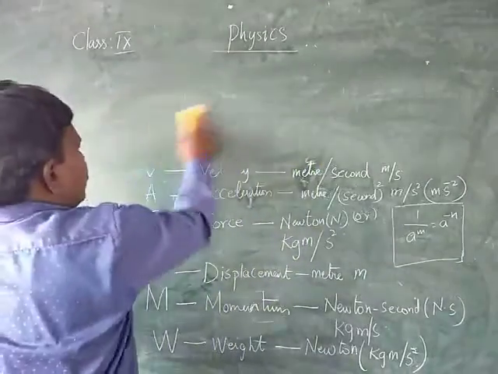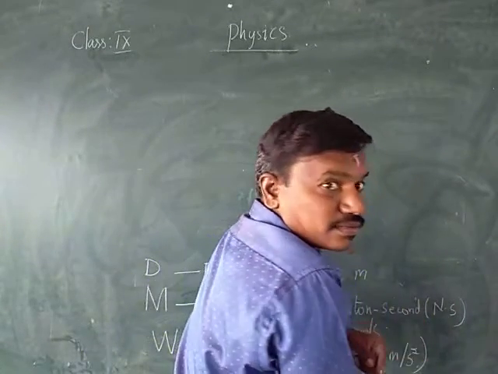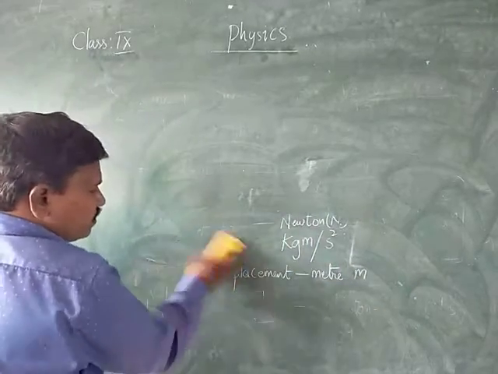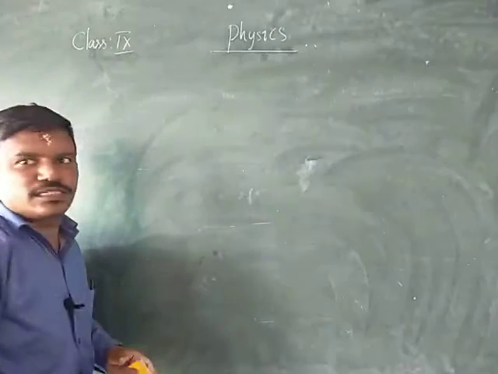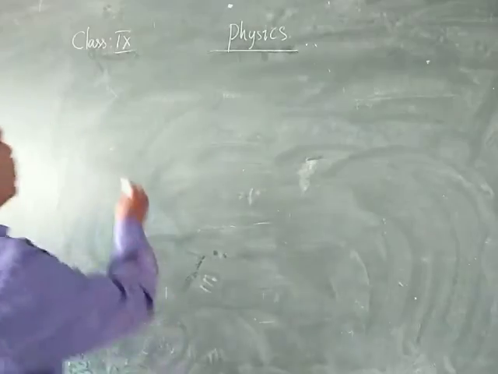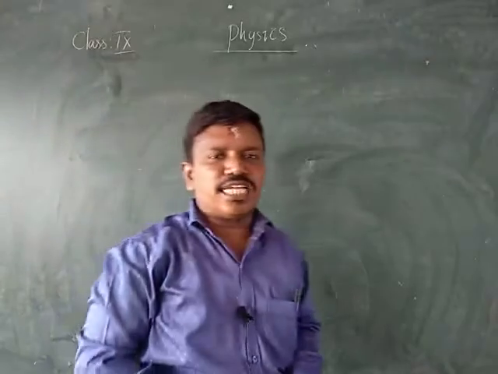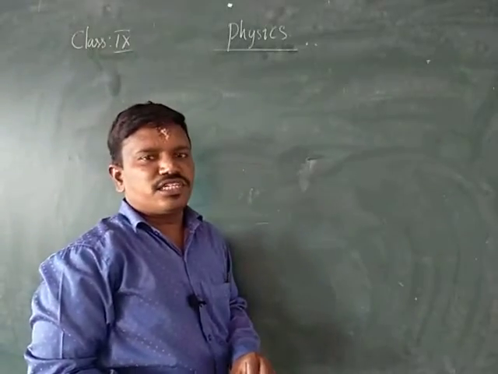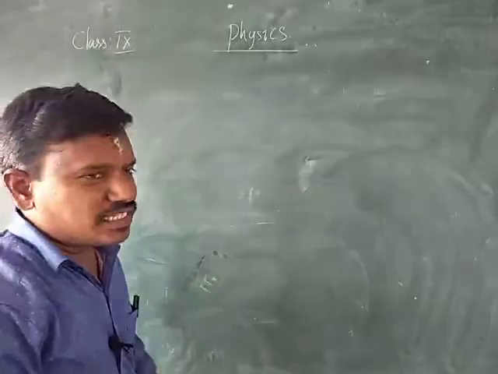And next, coming to the motion chapter. Already we learned what is motion and what is rest. If there is a change in the position of an object with respect to the surroundings, it is called motion. And if there is no change in the position of an object with respect to the surroundings, then it is called rest.